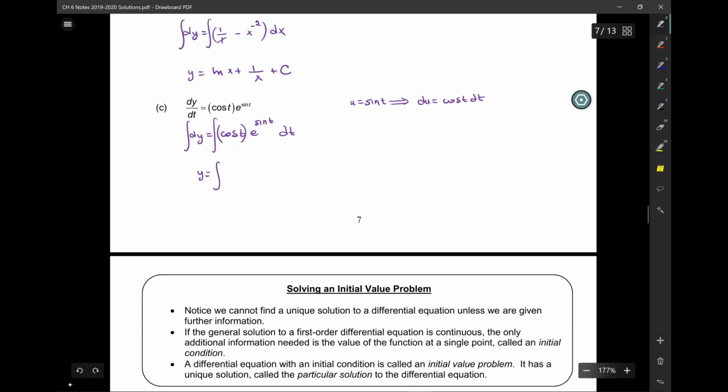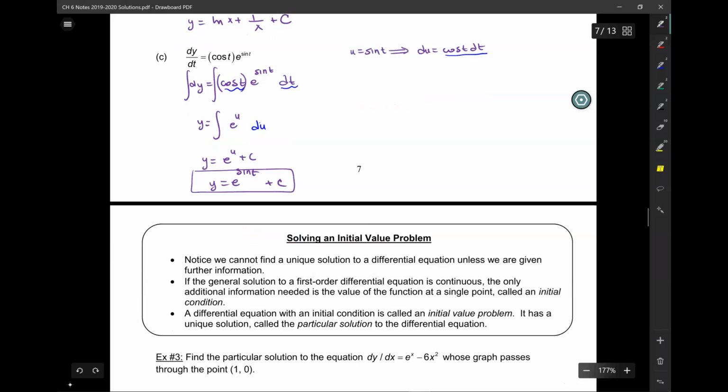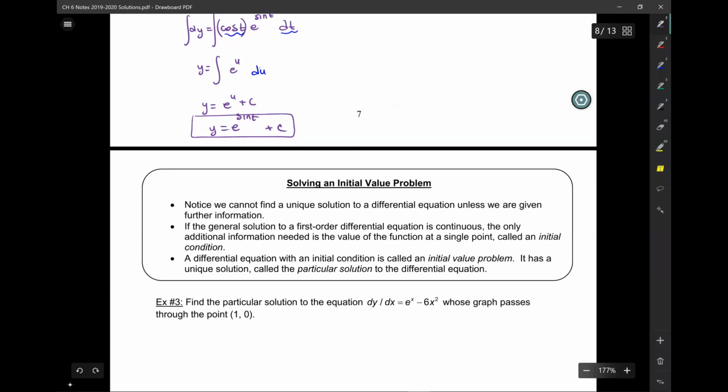It's right there. So cosine of t dt is just du. And we have e to the u. So now y is e to the u plus c. Y is e to the sine of t plus c. And it turns out in math and physics, e to the sine or e to the cosine is a very, very common thing. Okay?